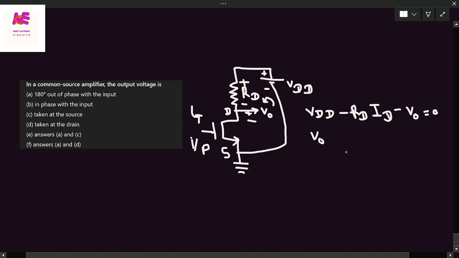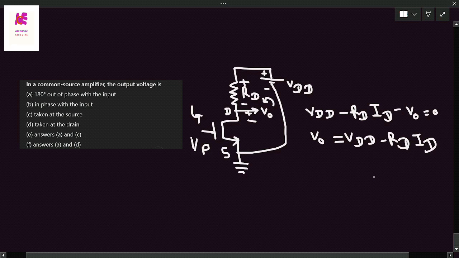Now taking the V naught term to one side, what we are getting is V naught equals VDD minus RD into ID. What is the effect of change in RD on output voltage? See, as we increase RD, the RD ID voltage drop will increase, which is subtracted from VDD, so the output voltage will be less. As we reduce RD, the voltage drop will reduce, the difference will increase, and the output voltage will increase. Likewise, we are controlling the output voltage, which means that we are controlling the gain of the circuit.